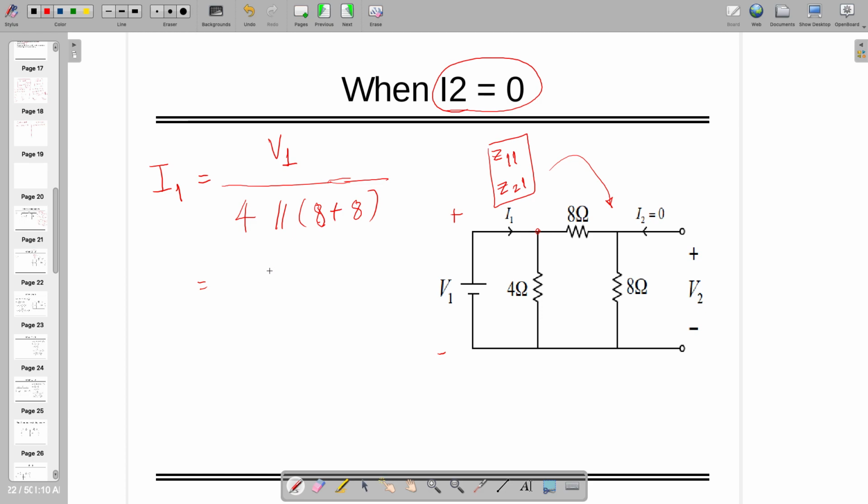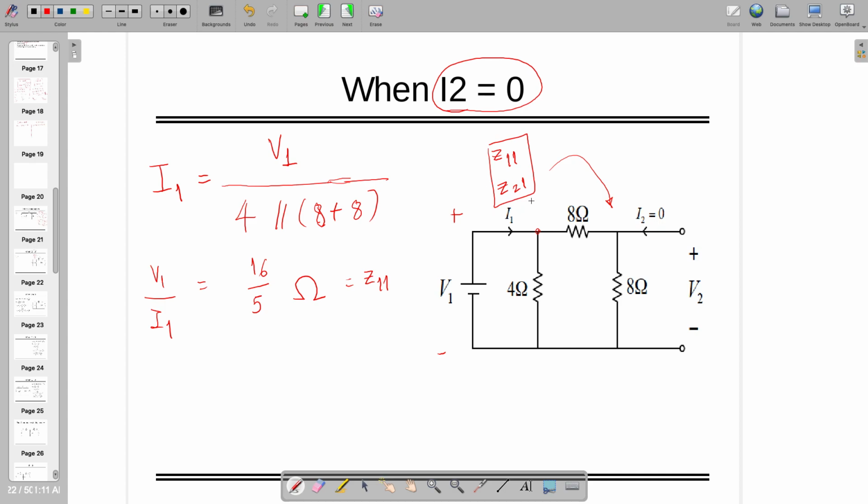So what is the final equation? V1 by I1 is equal to 16 by 5. The unit of this will be ohm, right? Even if you are converting everything into the Laplace operator, still the unit of impedance will be ohm, because this is V1 by I1, right? So this is going to give me Z11 directly. Can you see? When I2 equal to 0, by inspection I found that Z11 is equal to 16 by 5 ohms, right?